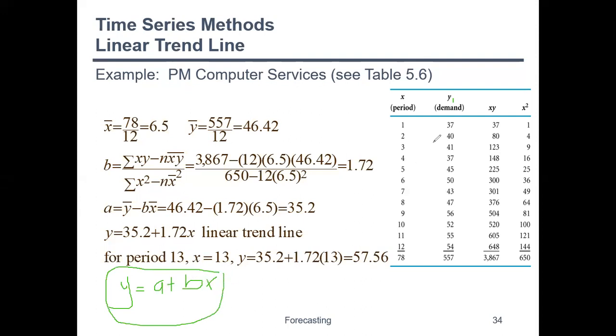So from this data, we know what Y is. There are values for Y, there are values for X. We need to find the value of A, also find the value of B. Then we can now substitute it here to come up with a linear trend line, the line that helps us to predict the future.